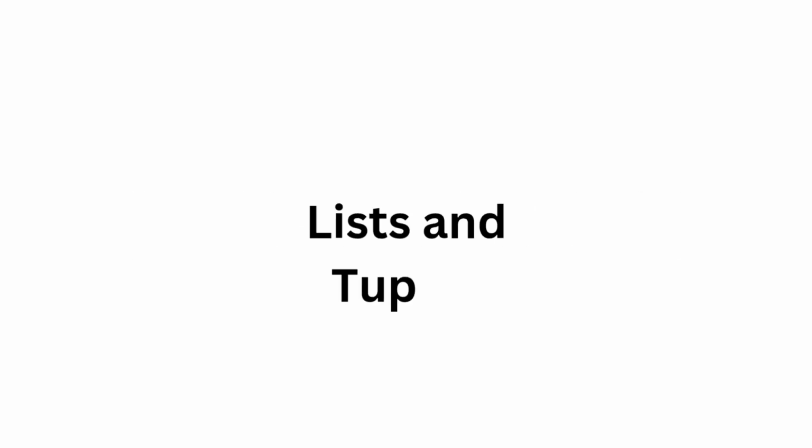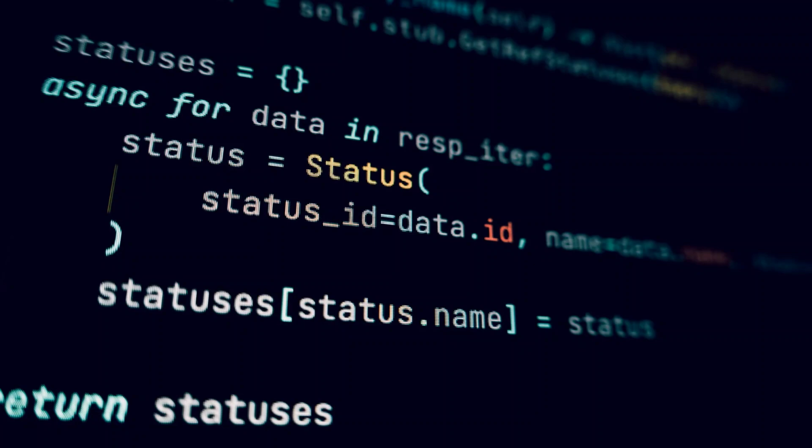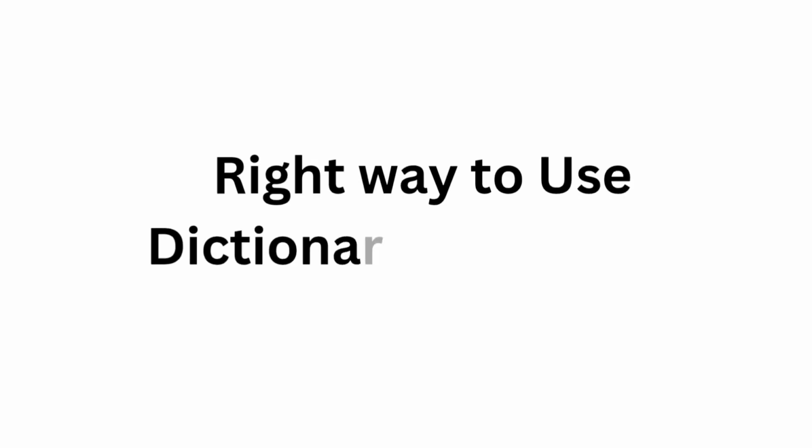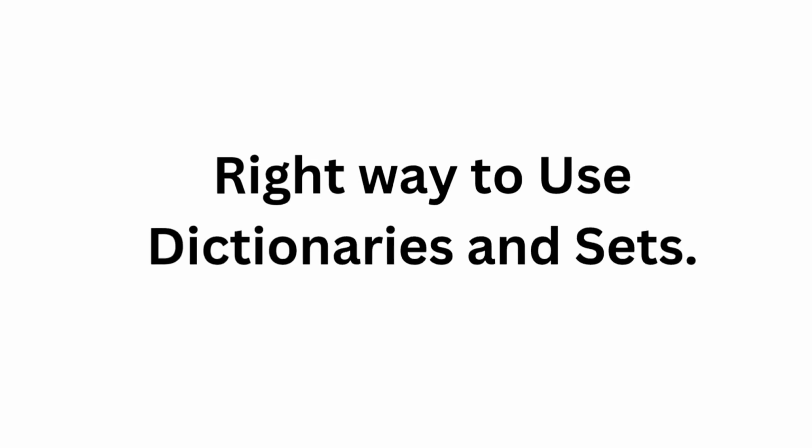If you have mastered lists and tuples, you are about to unlock two secret weapons in Python: dictionaries and sets. They are fast, flexible, and can make your code 10x more efficient, only if you know how to use them right. So in this video, let's break down everything about them with super easy examples.